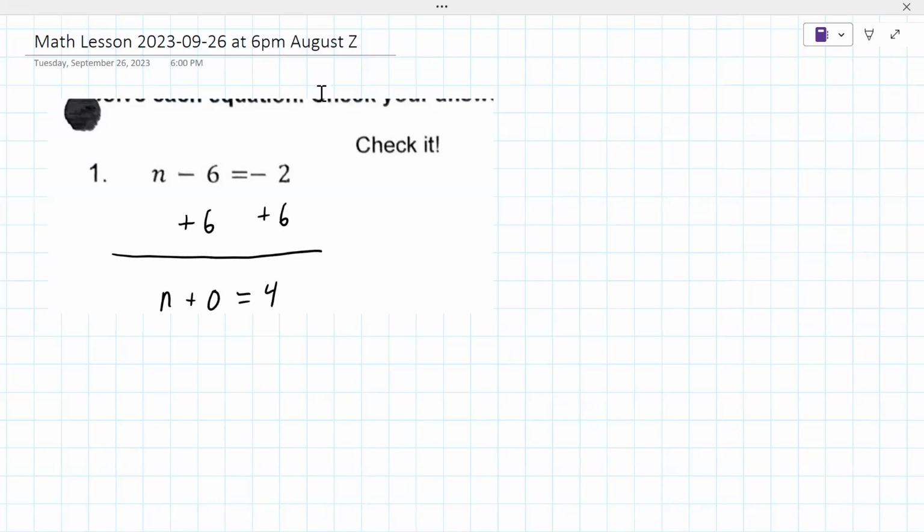So typically you would just write down here n equals 4, like that. And now the check is to put that in. So it's 4 minus 6 equals, does that equal -2? Yes, it does. So that's what we're supposed to do.